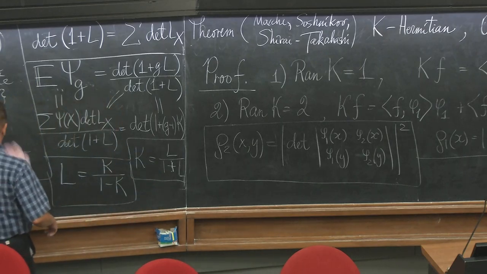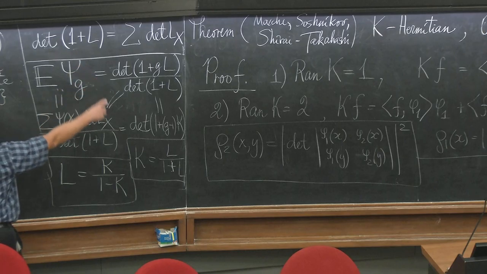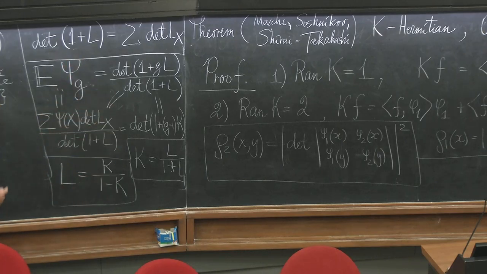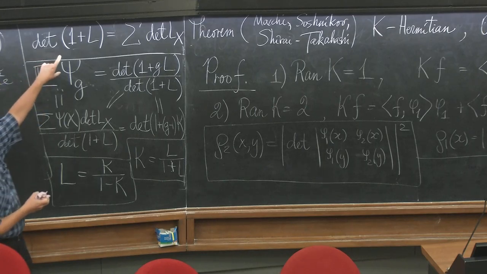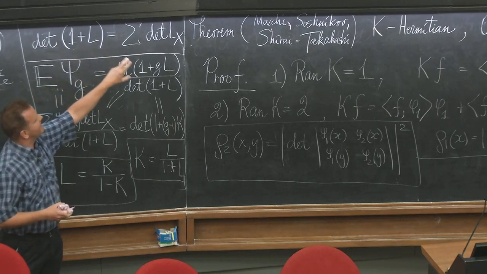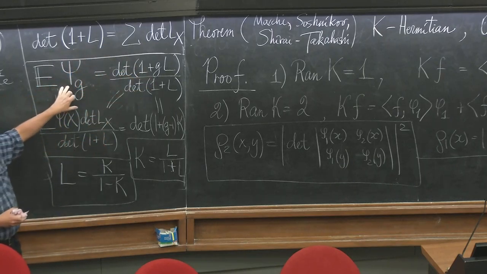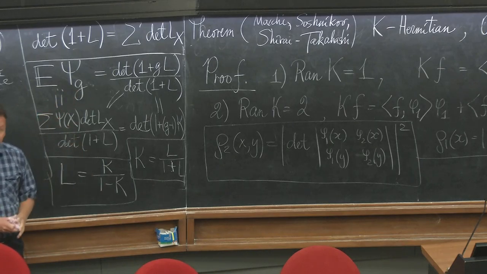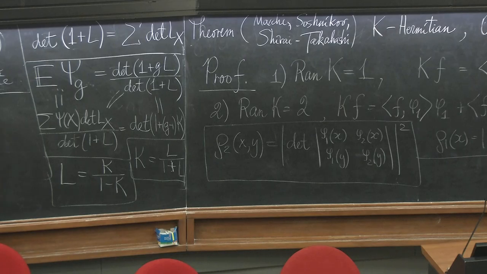So in fact, it is more or less clear here. If I have a process of this type, determined by this kernel L, it is clear that if I multiply the kernel L by a function G, it corresponds to multiplying my process by a multiplicative functional. So, let me write it. An L process P.